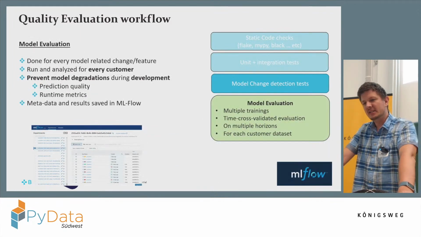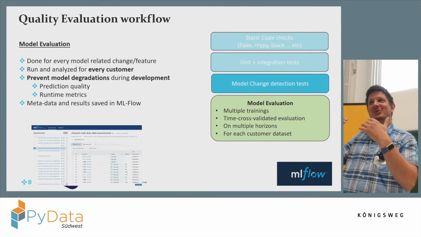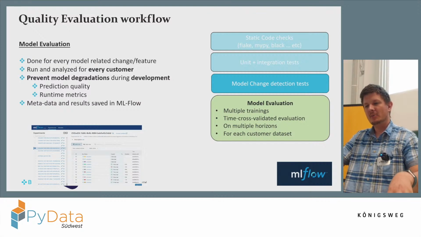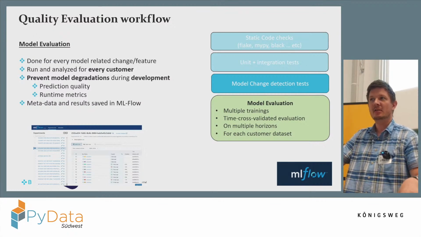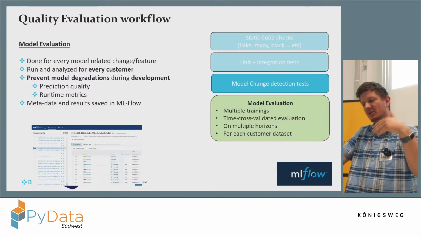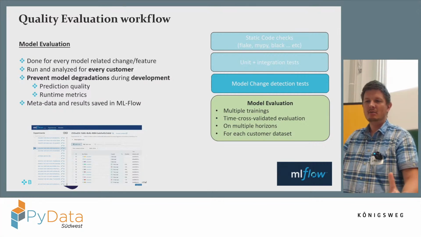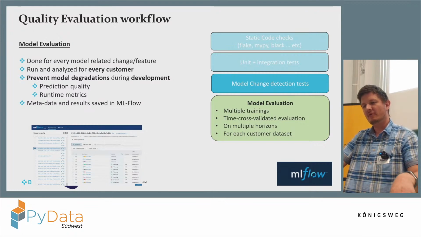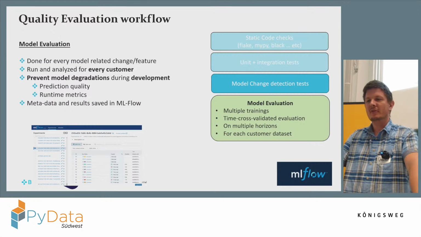And when that layer succeeds and we find, okay, there was a model change, normally we do that on purpose. So we change things to go into something. Then we go for the full model evaluation pipeline. The model evaluation pipeline is run for every customer on a respective data set with at least 100 million rows, if the customer has so many. This does multiple trainings that are time cross-validated and evaluated on multiple horizons, because the different horizons are important for the different ordering decisions that happen afterwards. And we save everything, from prediction quality metrics to runtime metrics, into MLflow to have an overview and look at everything at once.